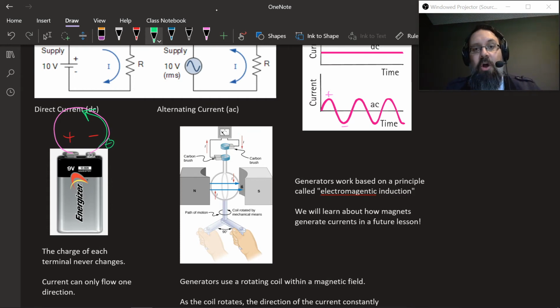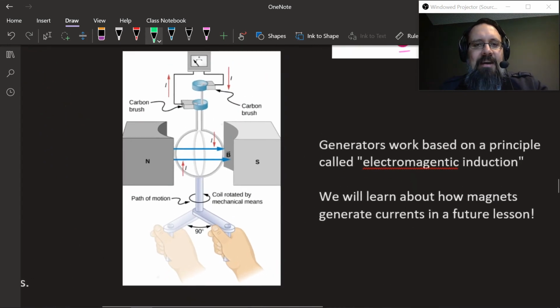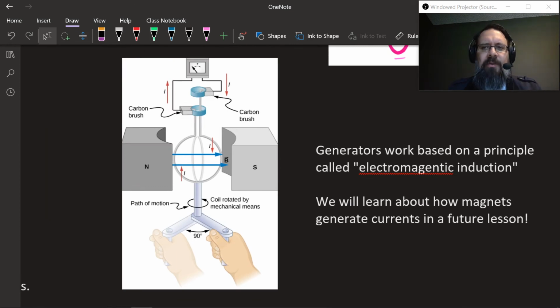Whereas in an alternating current situation, what you have is some sort of what they call a dynamo or a generator. So this person's going to basically turn this crank.